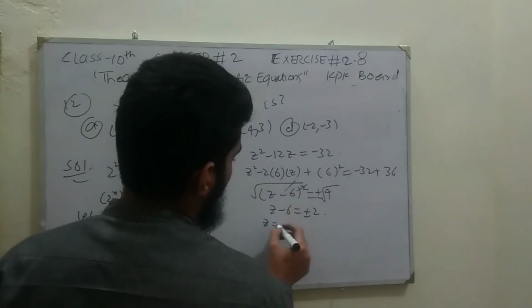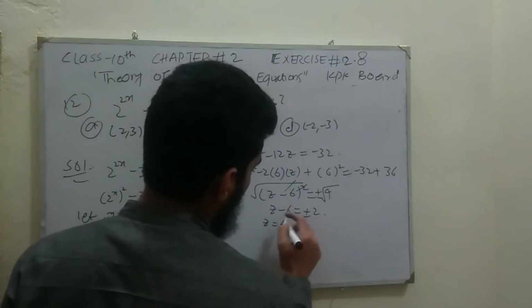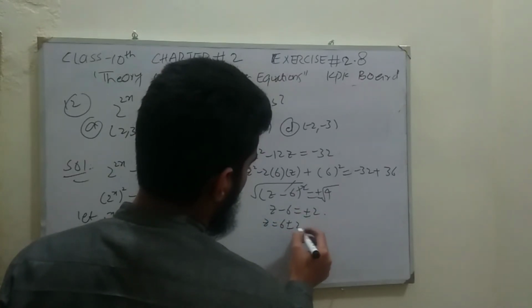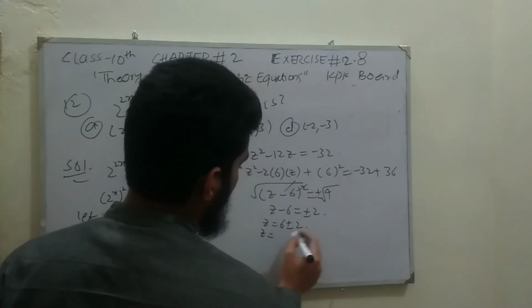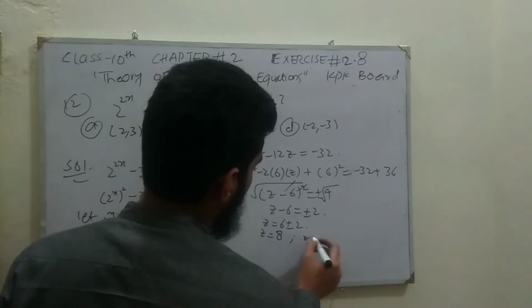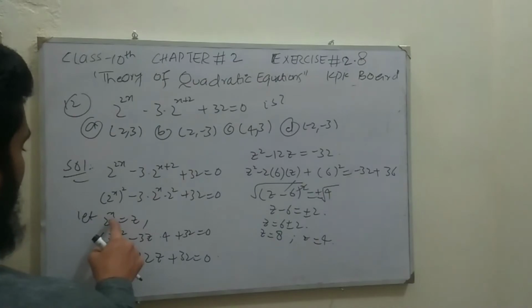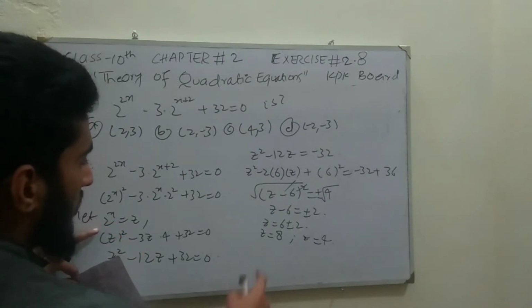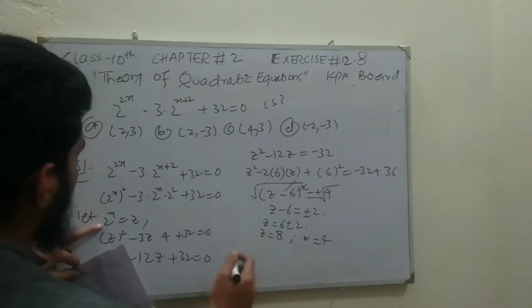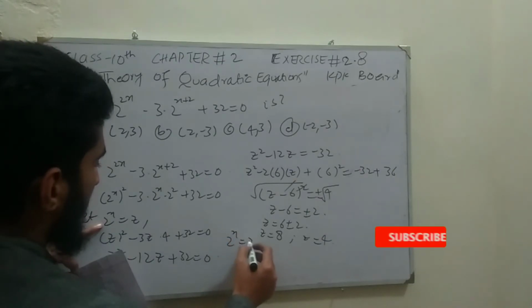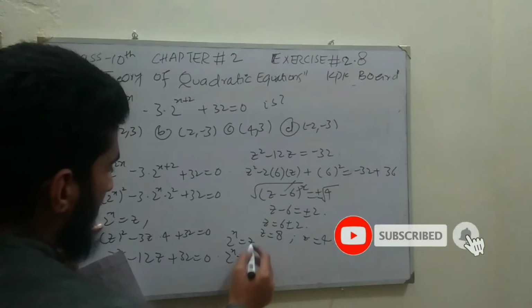So the value of z will be equal to 6, shifting minus 6 to the right hand side, becomes 6 plus minus 2. Taking z equal to 6 plus 2, 8, and taking z equal to 6 minus 2 gives us 4. But we are not interested in the value of z, we are interested in the value of x. So put the value z equal to 8 in this one. 2^x is equal to z, so 2^x is equal to 8.